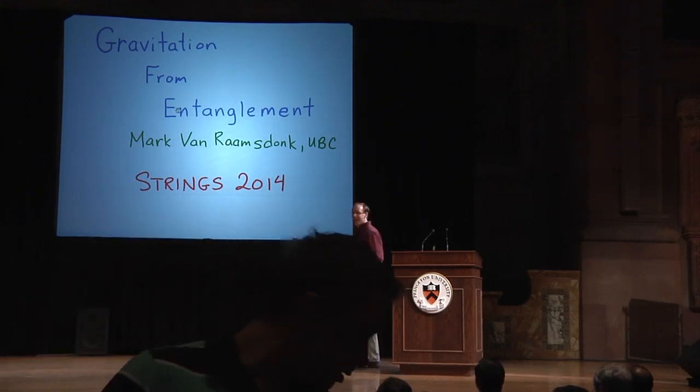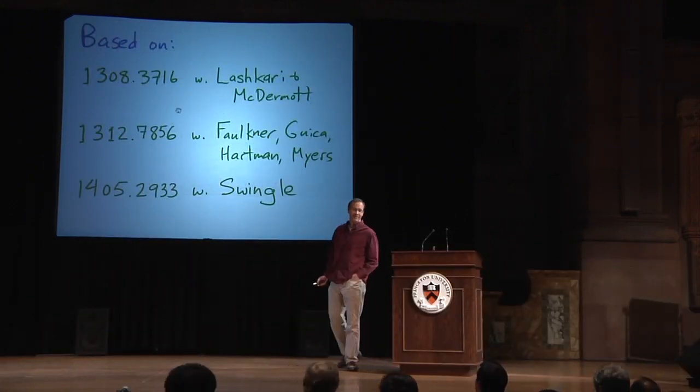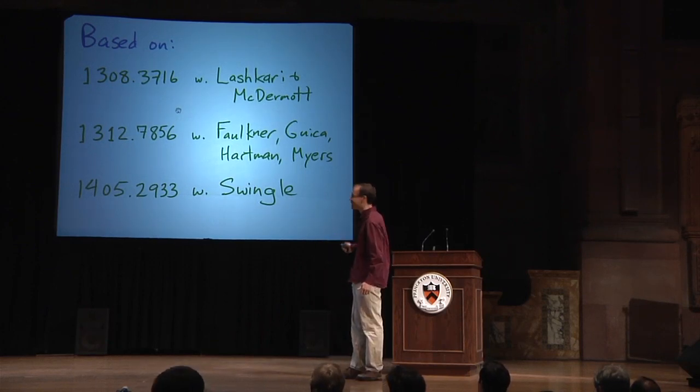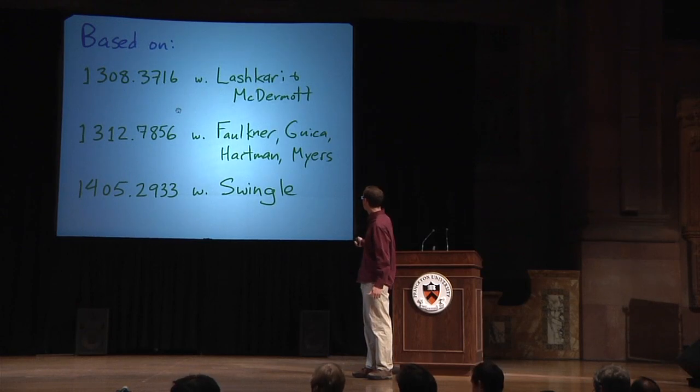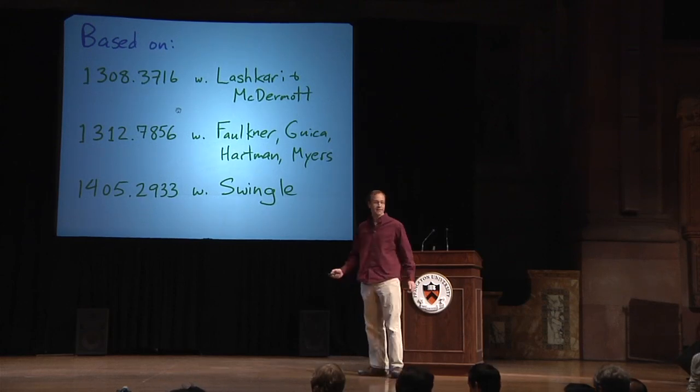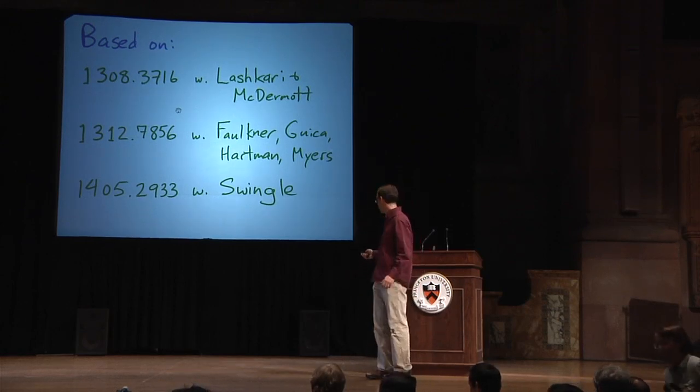So I'm going to be talking about various recent papers that have appeared in the last year. The first with Nima Lashkari and Michael McDermott, then a paper around New Year's with Tom Faulkner, Monica Aguilera, Tom Hartman, and Rob Myers, and then finally a recent paper with Brian Swingle.